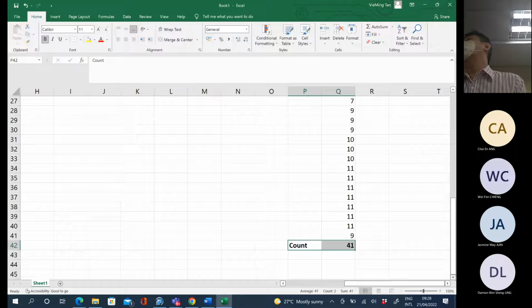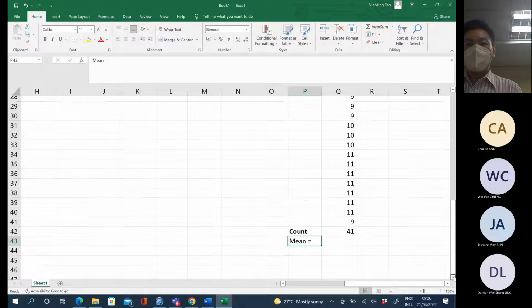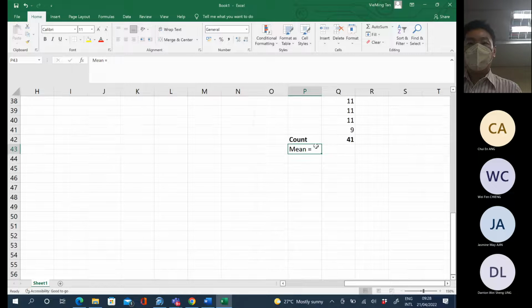Okay, I'd like to show you just a shortcut to check your answer by using Excel. But in the project, you still have to use formula to do the calculation for mean. Okay, mean. I put somewhere here, mean. Okay, how to calculate the mean value using the Excel? I'd like to show you.